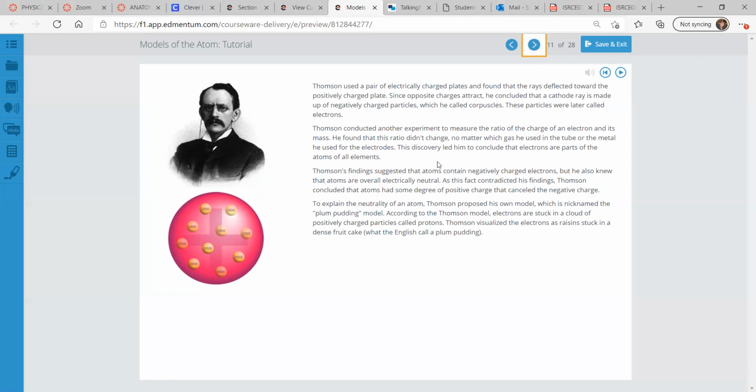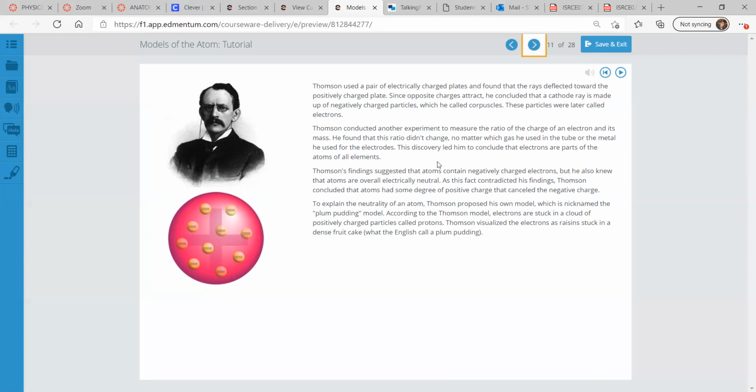And his findings suggested that atoms contain negatively charged electrons. But he also knew that atoms were overall electrically neutral. As this fact contradicted his findings, Thomson concluded the atoms had some degree of positive charge to cancel out the negative charge.